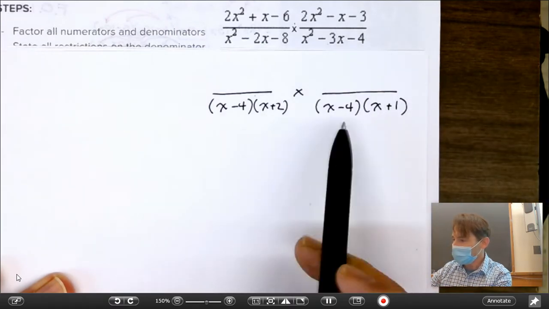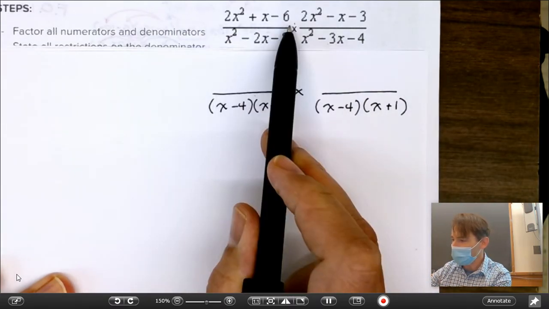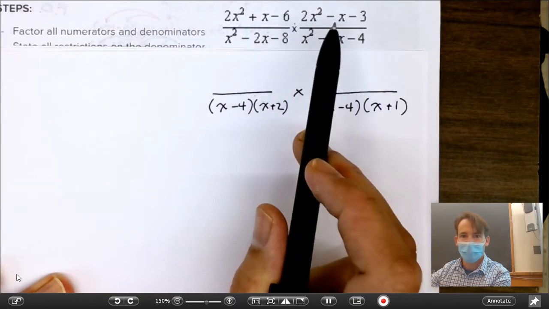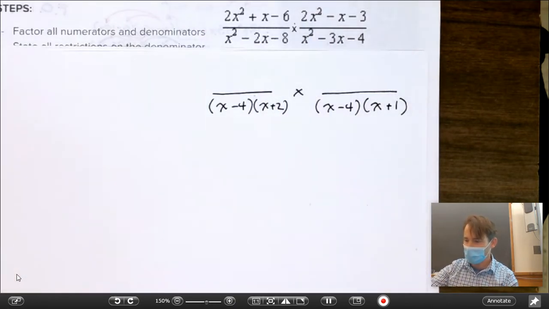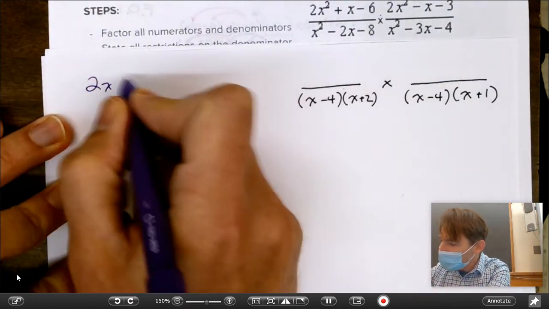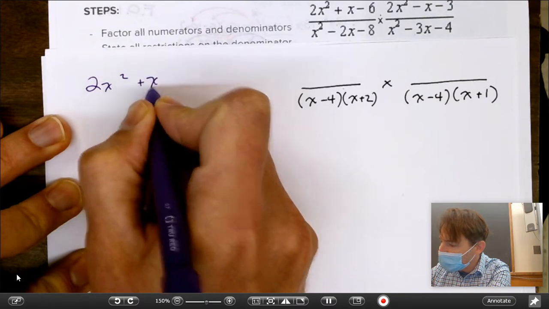All right. And now up here, I have trickier ones to factor. So I might do some scratch work on the side to factor these. So that scratch work might look like this. I might write them down over here, and I might say 2x squared plus x minus 6.